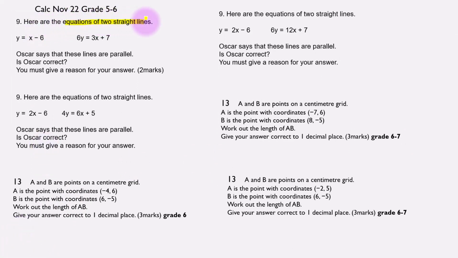So here's an equation of 2 straight lines. Oscar says that these are parallel. Is Oscar correct? Now what do we know about parallel lines? Can you remember? If you do, well done. Parallel lines have the same gradient. Now remember, equations of lines are in the form y equals mx plus c, with m as the gradient. So this gradient, that's like a 1x, so that gradient is 1.